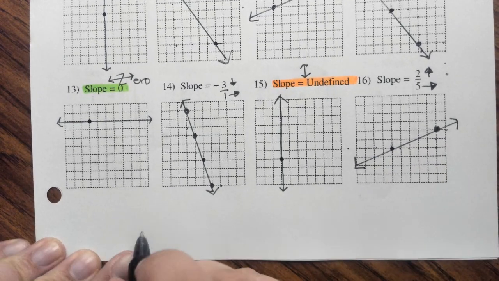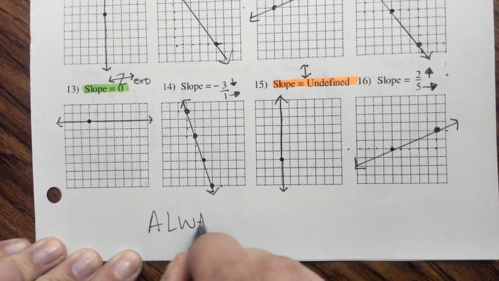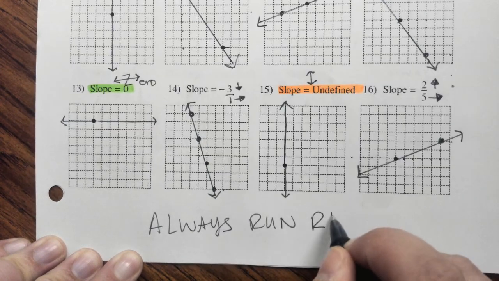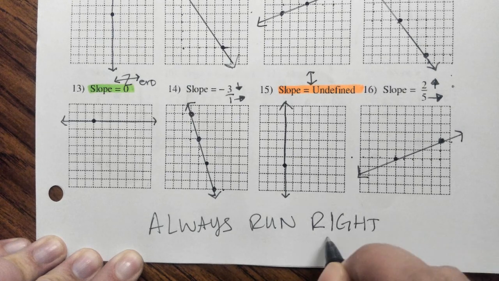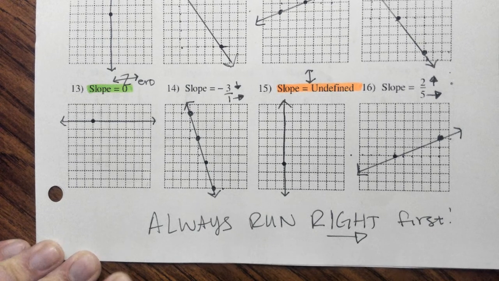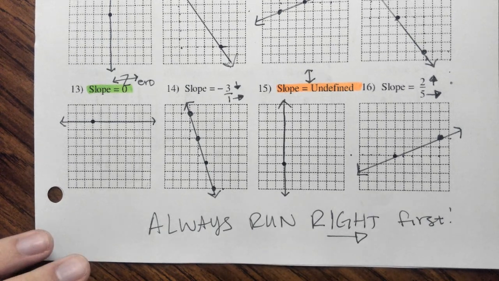The important thing here is to always run to the right first. Then you go back to the starting point and do the opposite.